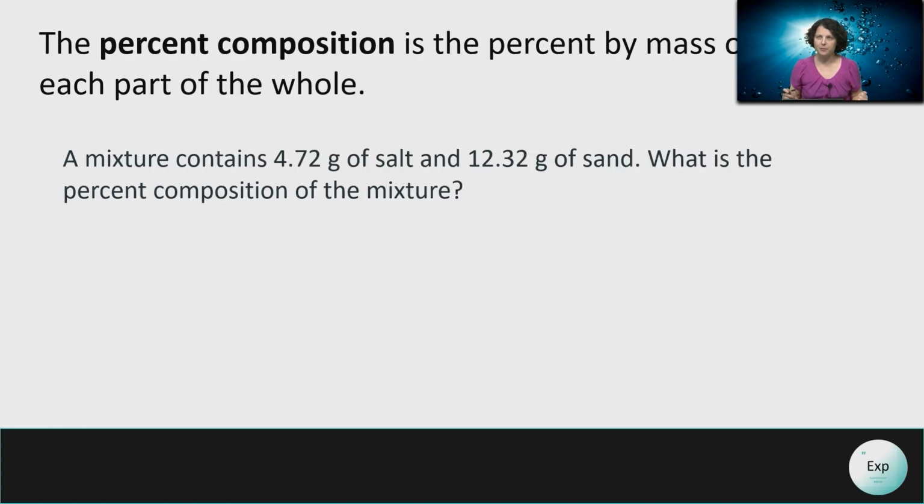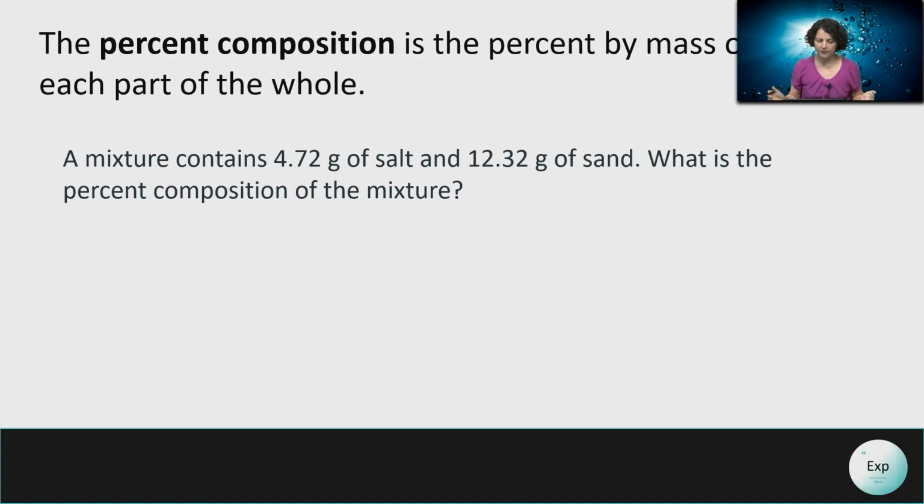A couple types of problems that could come up in the context of percent composition are these. We have a mixture of salt and sand. So we have two compounds in a mixture, and we need to calculate the percent composition of the mixture. That means that we need to determine the percent salt and the percent sand in our sand and salt mixture.